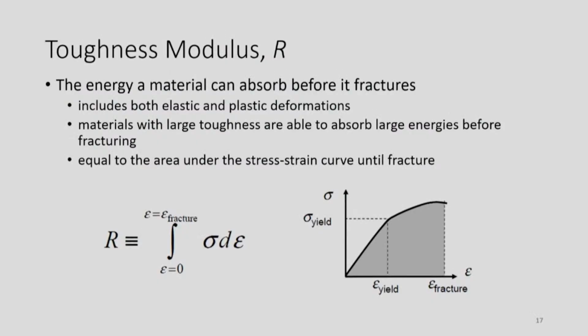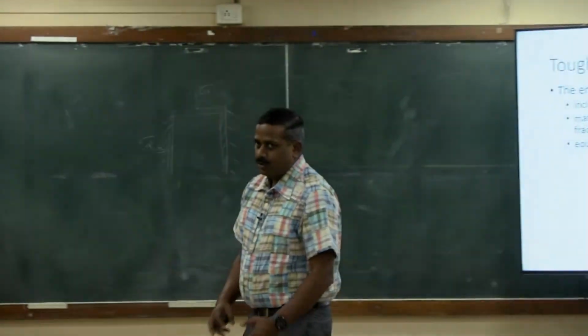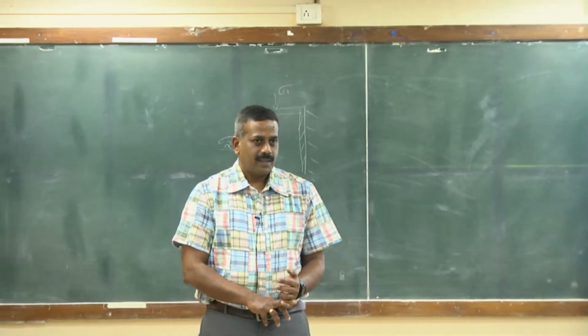Toughness modulus is until breakage. So you take the area under the stress-strain curve until it breaks. That gives the toughness of the material, right? That is, how much energy it takes to break any material. It could be for both compression and tensile measurements.